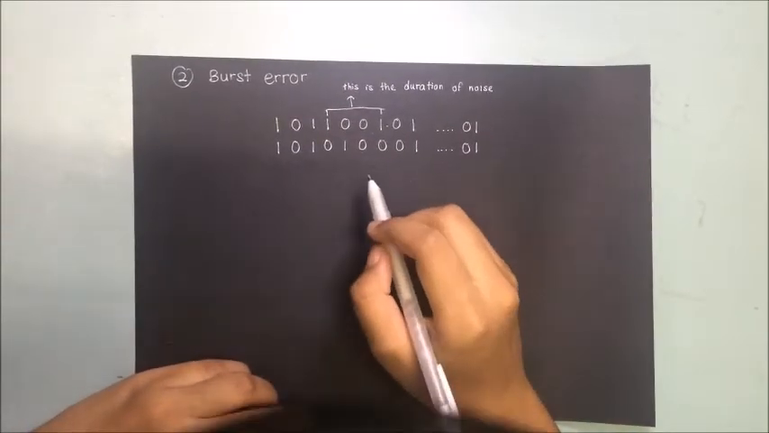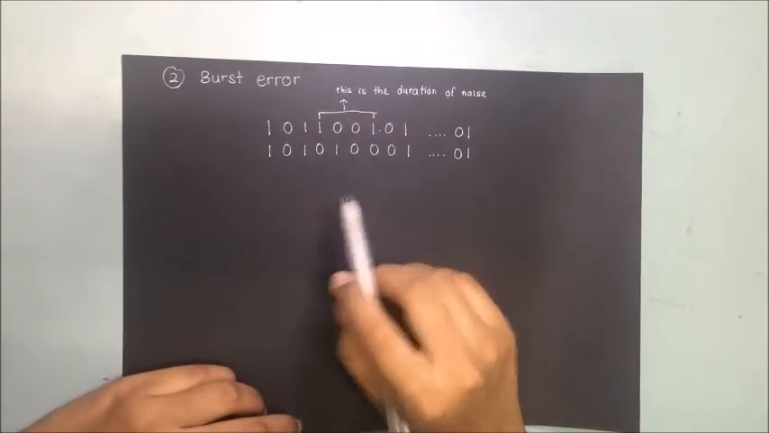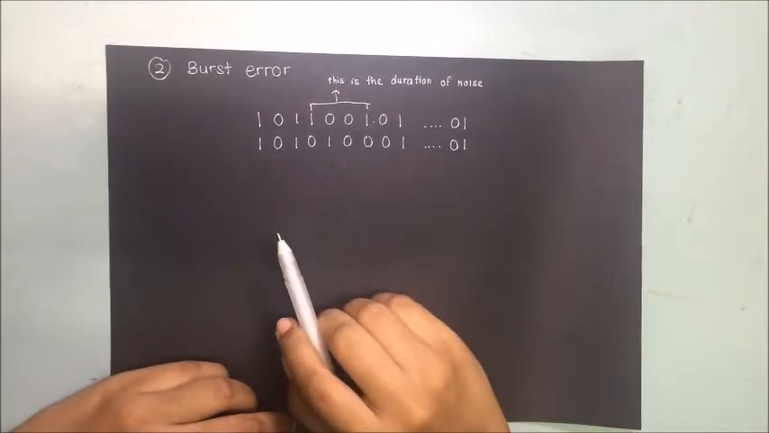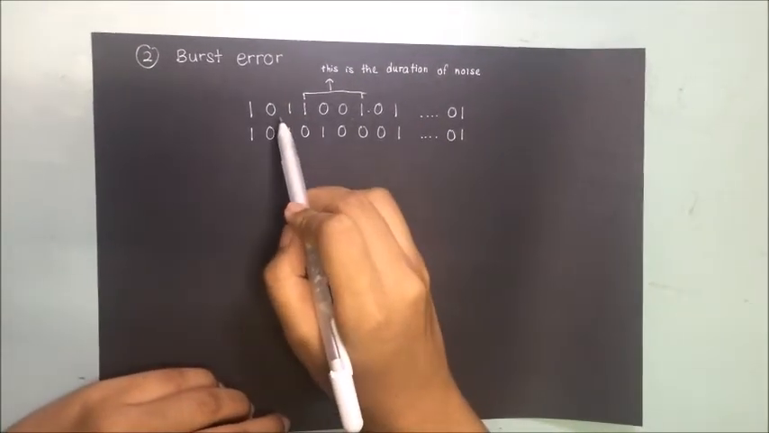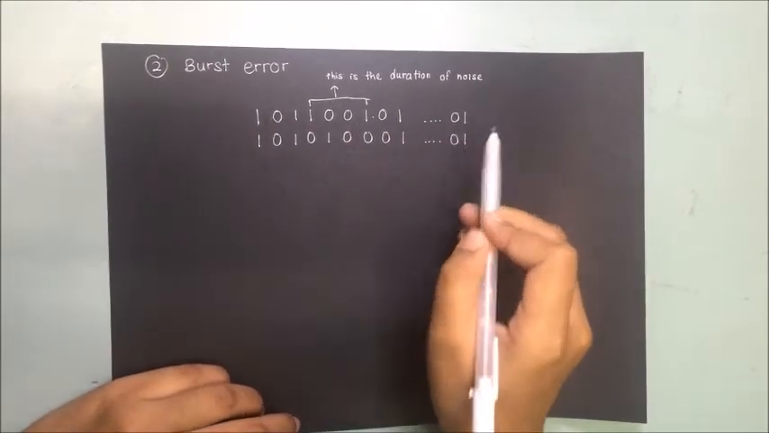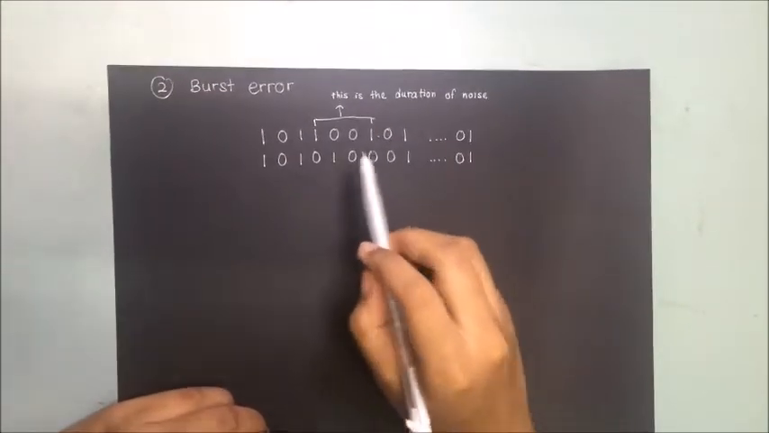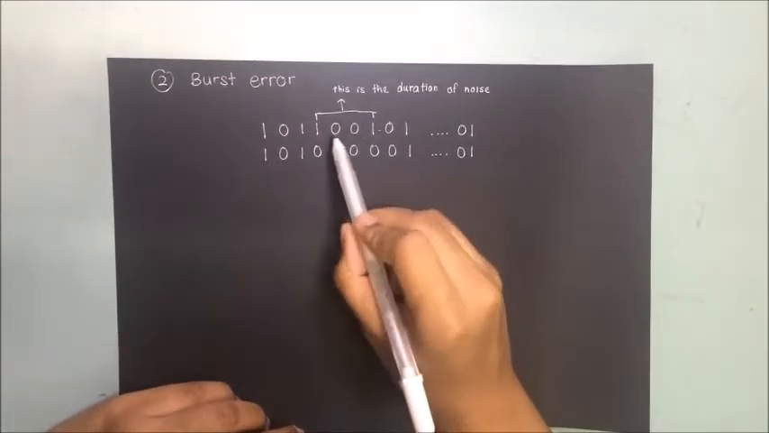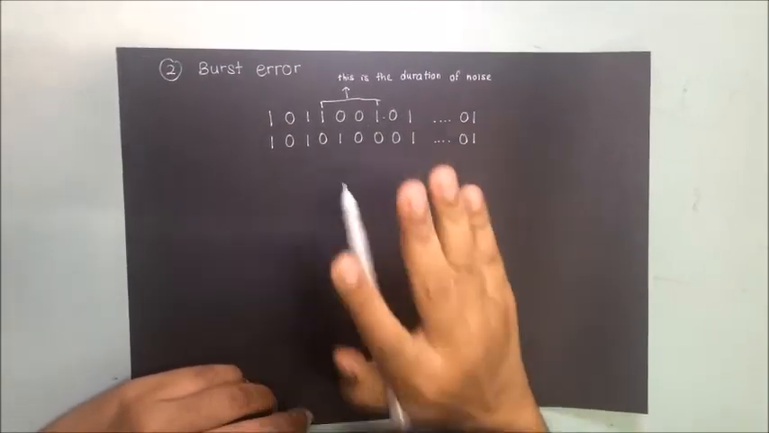Then, there is another type of error which is known as burst error. Burst error occurs whenever more than one bit gets corrupted. Suppose you are sending a long sequence which is 1011, 00101 and so on. Then what can happen is the duration of noise is longer than the duration of one bit. So this is the duration of noise, covering 4 bits.